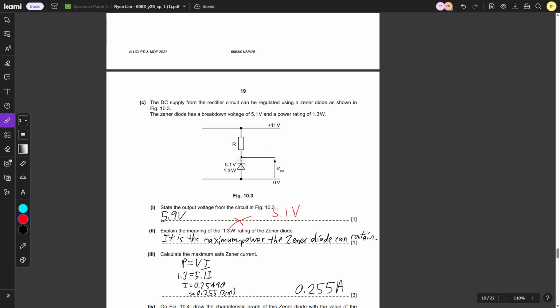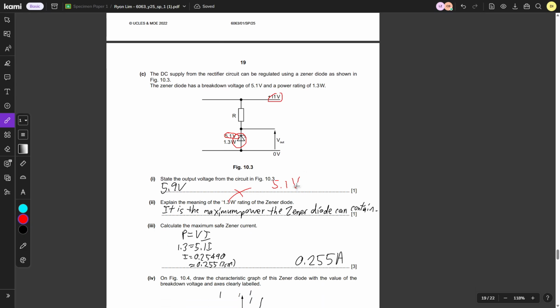The way a Zener diode operates is if the voltage across it is higher than its breakdown voltage, the voltage across it will be its breakdown voltage. So since it's 11 volts, which is higher than 5.1, the voltage at the Zener diode will be clamped to 5.1. So this is wrong.